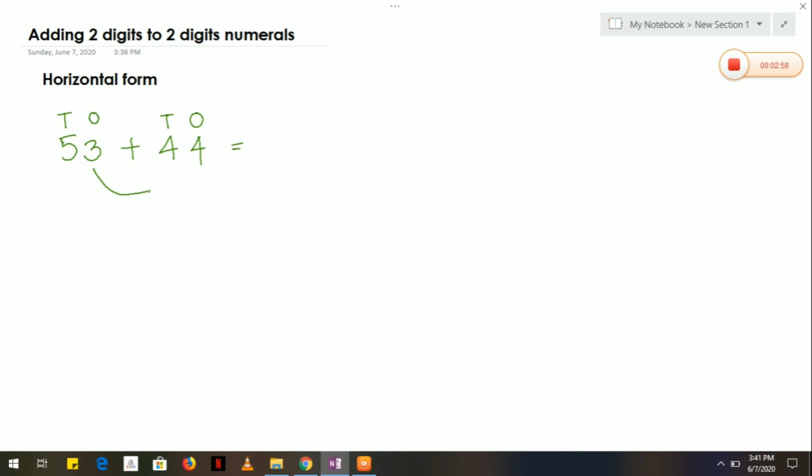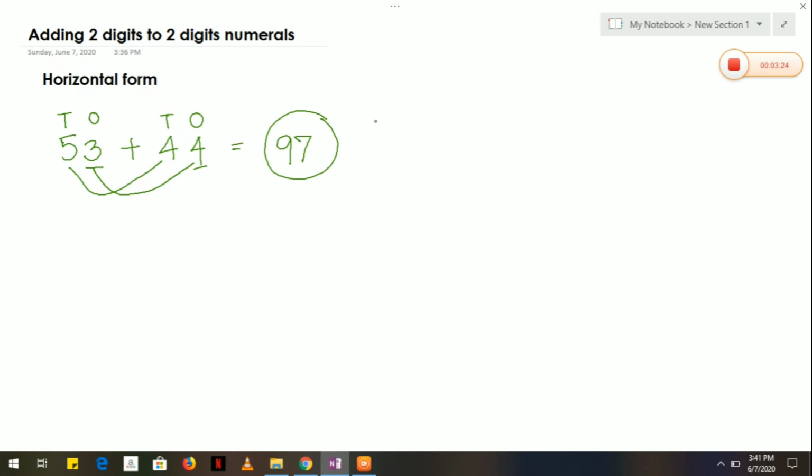So 3 plus 4 is 7. So you must have a space. Okay, because like what I've said, you should start with the ones place. So 3 plus 4 is 7. 5 here plus 4 is 9. So the answer is 97.